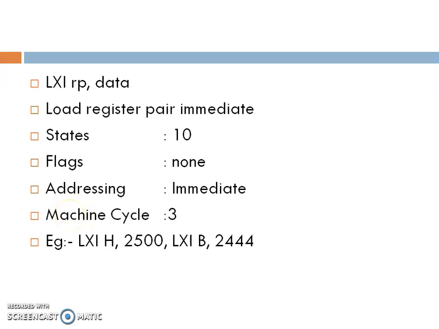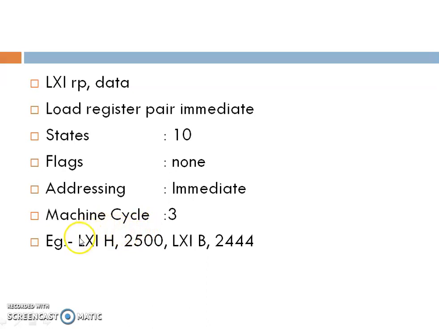The machine cycles involved in this instruction are: first one, opcode fetch; second one, memory read, in which the low order byte of the data is read; and the third machine cycle is again memory read, in which the high order byte of the data is read.